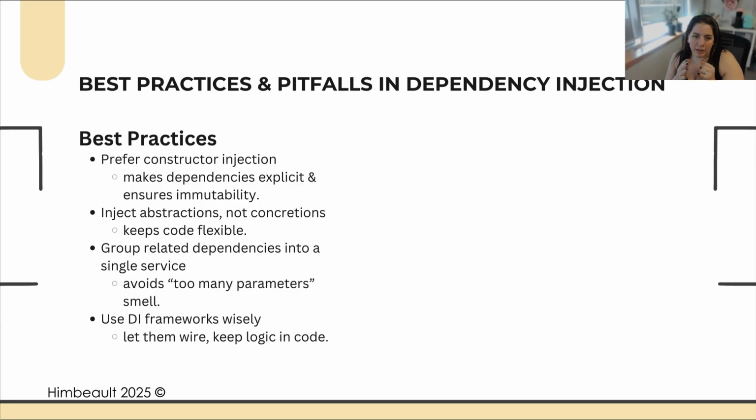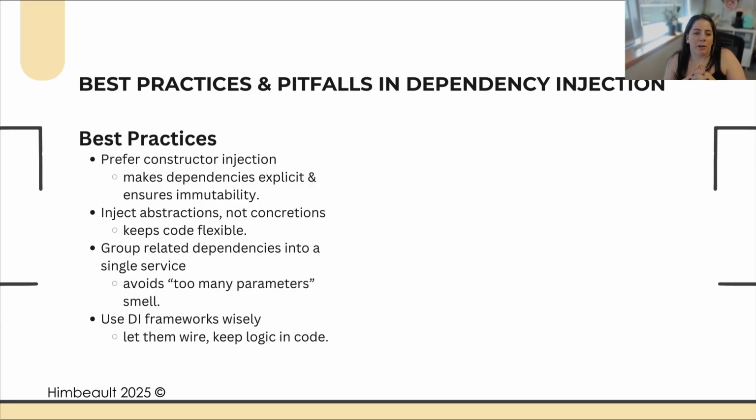We always want to be injecting abstractions, not concretions. So previously we saw the example where we were injecting the email service, but that was a concrete class. We don't want to do that if we can avoid it. Instead, we want to pass in the interface Sendable. We want to group related dependencies into a single service, right? So we've talked a little bit about this idea of data clumping, and if we have a lot of parameters, we want to do our best to clump them all together and put them into a class.